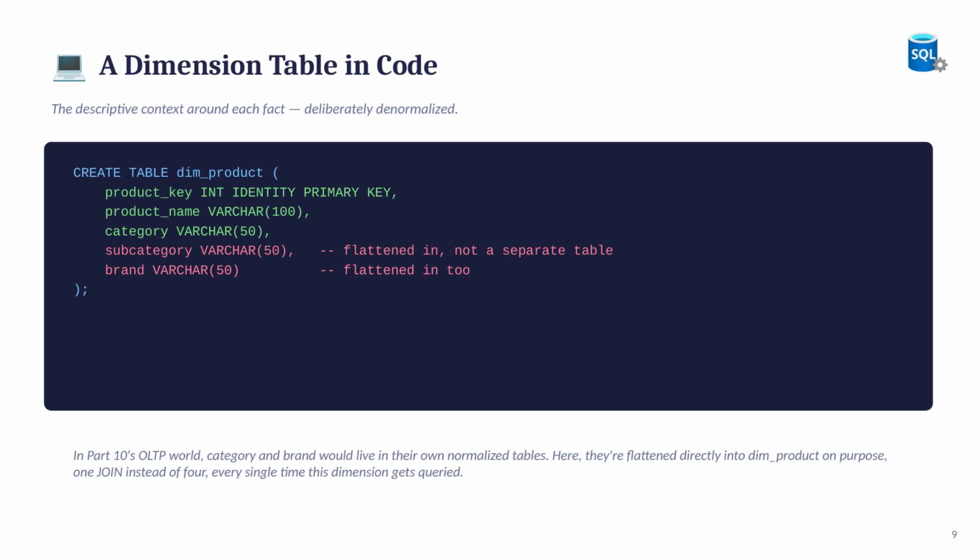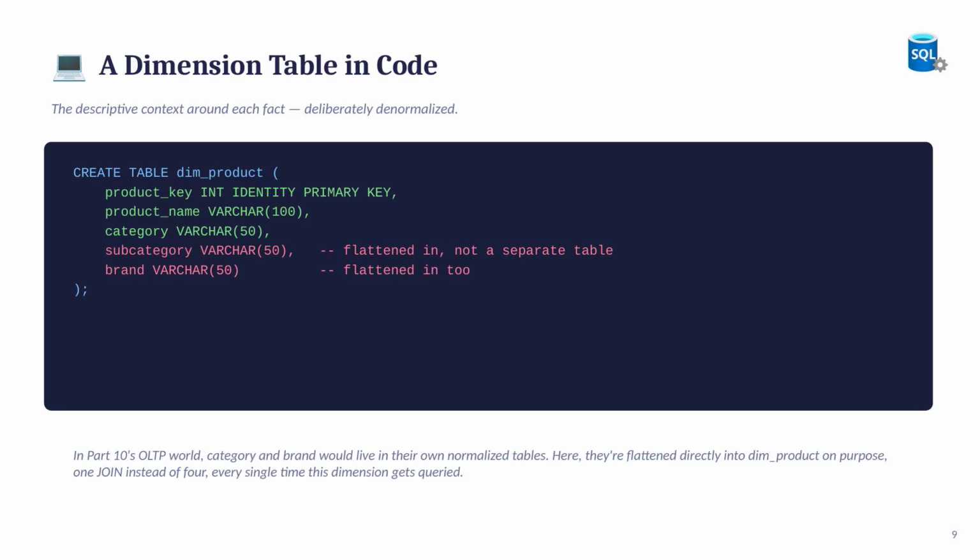Here's a dimension table in code, and this is exactly where Part 10 rules start bending on purpose. Create table dim product, with product name, category, subcategory, and brand, all flattened directly onto the same row. In Part 10 OLTP world, category and brand would almost certainly live in their own separate, normalized tables, to avoid exactly the kind of redundancy we spent that whole video discussing. Here, in a dimension table, they're deliberately flattened in on purpose. One single join reaches every attribute a report could possibly need, instead of 4 or 5 separate joins just to display one row on a dashboard.